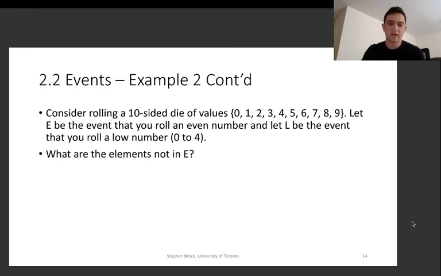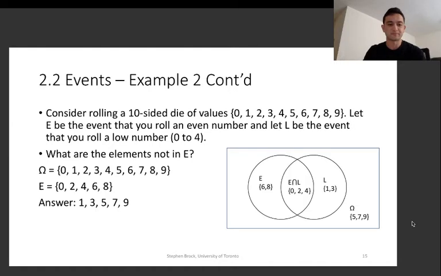Now, continuing with our previous example of rolling a 10-sided die with values 0 to 9, what are the elements not in E? So we're considering all the elements of the sample space that are not in E. Again, when trying to construct this event space or sample space, we want to write down what we know for sure, and we can look at sets that we know to determine the answer. So we know that Omega is 0 to 9. We know that E is 0, 2, 4, 6, 8, all the even numbers.